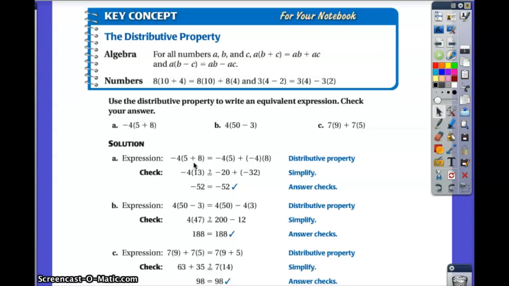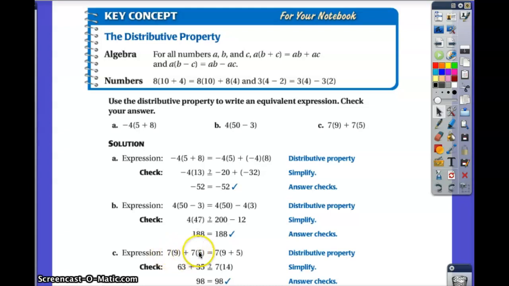So distributive property just gives you another way to solve these type problems. On B, 4 times (50 minus 3). Again, 4 times 50 minus 4 times 3. So you end up with 200 minus 12, which is 188. If you check it from the left side, 50 minus 3 is 47. 4 times 47 is 188. Again, it just gives you an easier way to multiply, where you don't have to multiply such big numbers also.